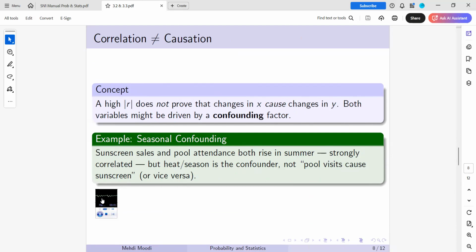A strong correlation does not prove that one variable causes the other. Both may be driven by a hidden third factor, what we call a confounder. For example, sunscreen sales and pool attendance both rise in summer, but it's the season driving both, not one causing the other.